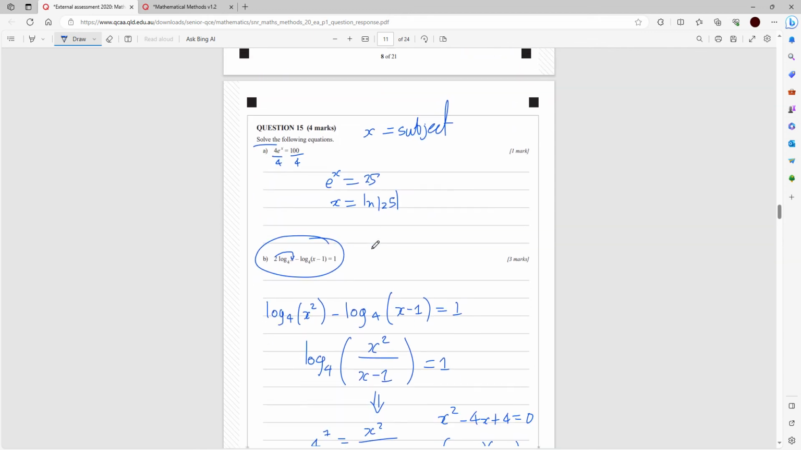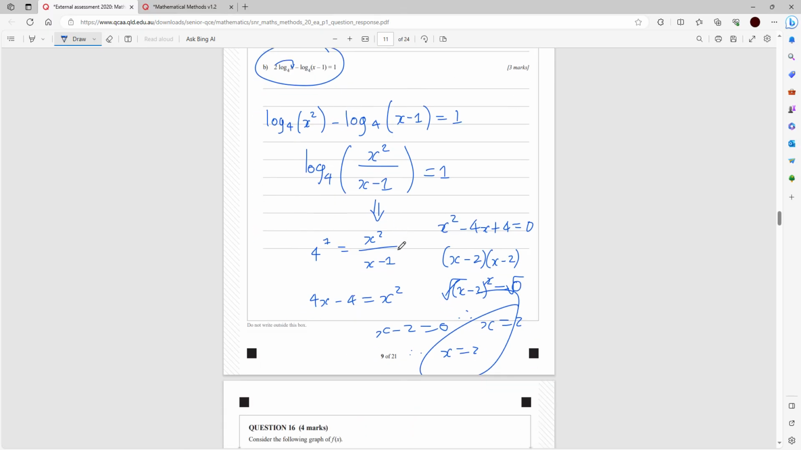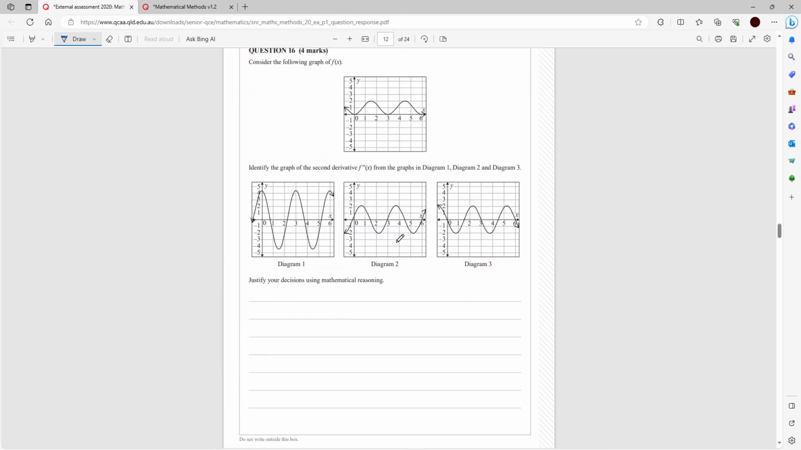If you have any questions about this stuff, leave some in the comments and I'll try my best to answer them. I do have videos on the channel explaining how to solve log equations if you want to go into a bit more detail, but otherwise, that's about it with these ones. Alright, let's take a look at question 16.